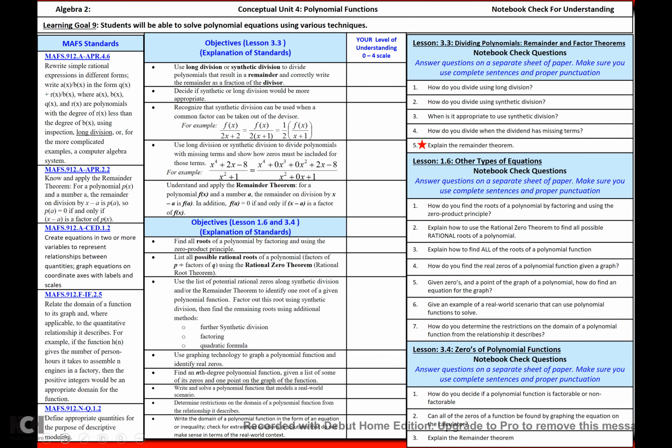Alright, so explain the remainder theorem. F of some number will give you the same remainder as if you took that number and either did synthetic or long division. Okay?